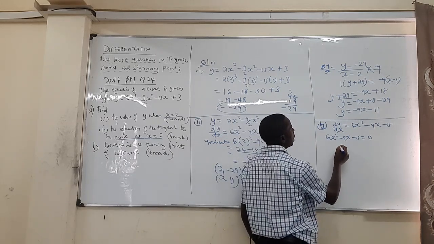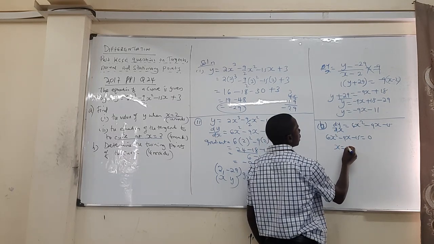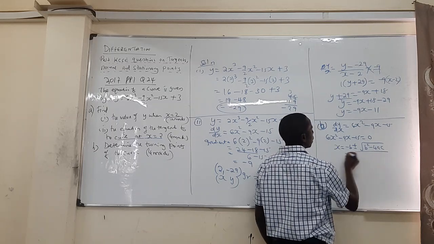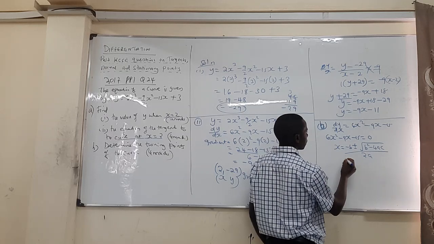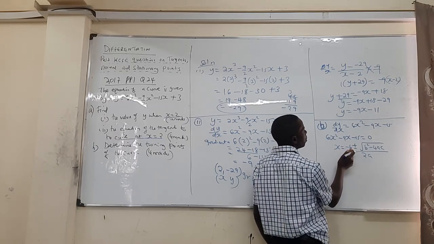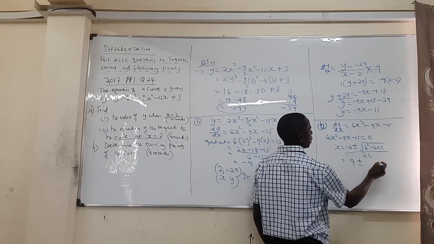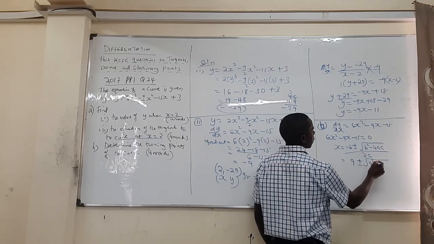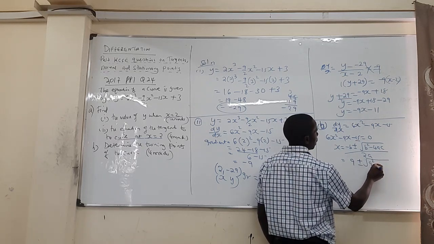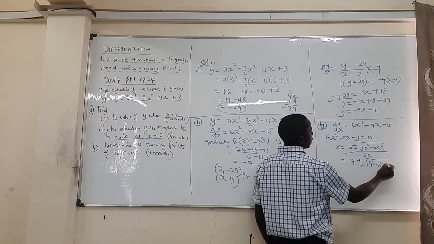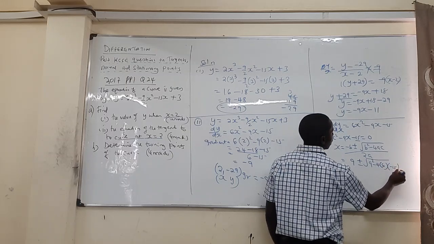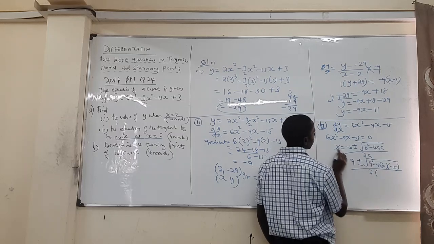So you can use the quadratic formula. We have x equals minus b plus or minus the square root of b squared minus 4 times a times c, divided by 2a. And that we're going to have as, our b is minus 9, so minus b will be minus minus 9, which gives positive 9. Then plus or minus the square root of b squared, that is 9 squared, then minus 4ac. Our c is minus 15, so minus 4 times a, which is 6, times c, which is minus 15. Then we divide by 2 times our a, which is 6.